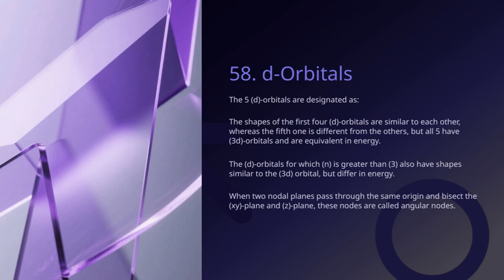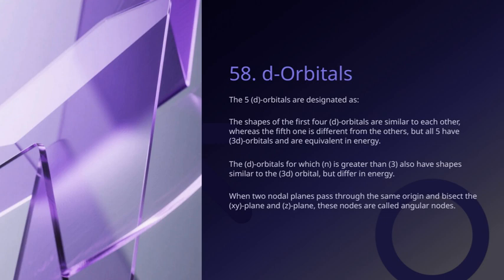Moving on to the d orbitals, for orbitals where the principal quantum number n is greater than 3, their shapes resemble that of the 3d orbital, but they differ in energy. This means that as we go to higher energy levels, the d orbitals maintain similar shapes but are shifted in energy, which influences their chemical behavior.